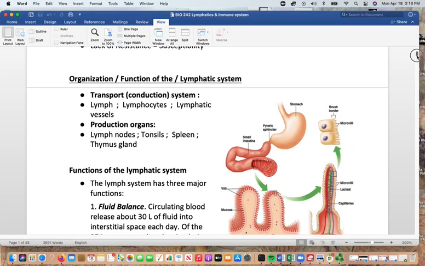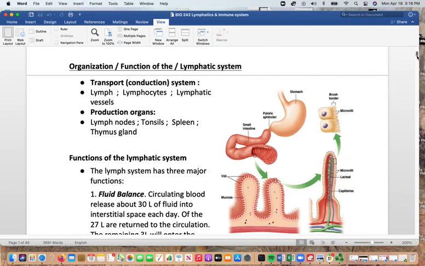So when we look at this system, it's a transport or conduction system. You're going to have the lymphocytes and lymphatic vessels that are going to be involved with that aspect of it. But we also have the production organs that are going to actually create some of the things, and those would be your lymph nodes, tonsil, spleen, and thymus gland. Particularly the thymus gland for T cells.